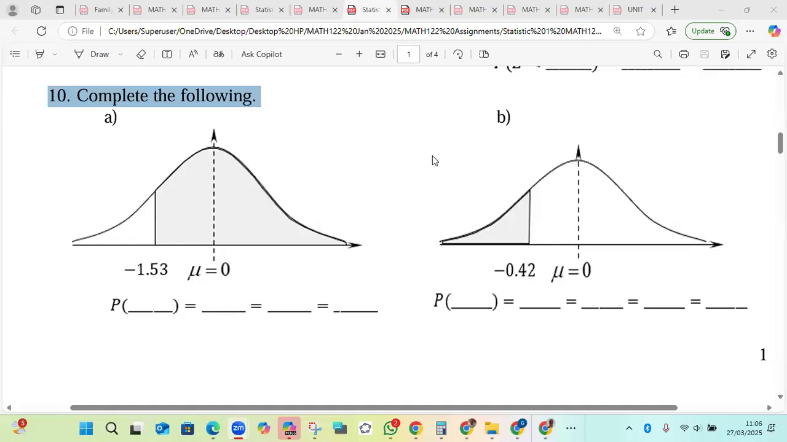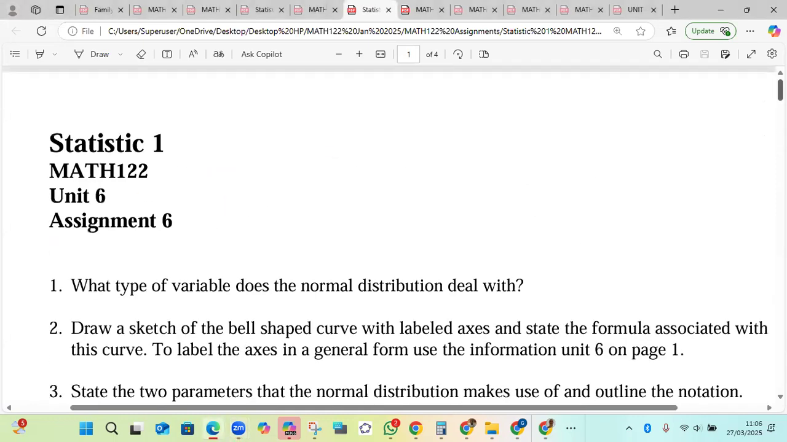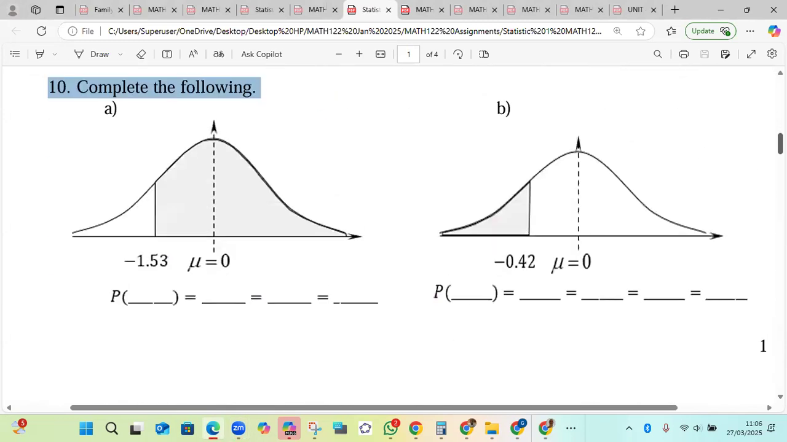Here in this video, we are going to discuss question number 10 in the Math 1 to 2 Statistic 1 Unit 6 Assignment 6. Question number 10. It says complete the following. So we have to get the value of this shaded region. And this is the probability that Z is more than negative 1.53.